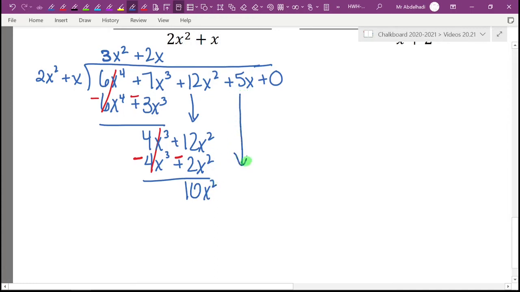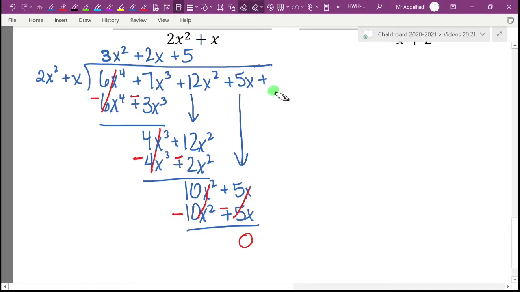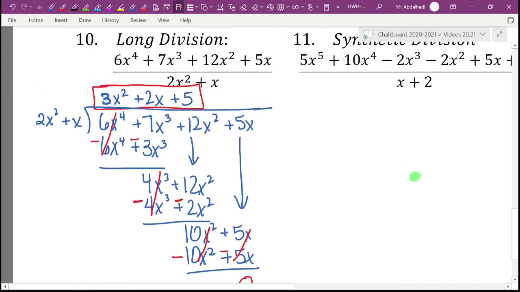Bring down the next term and start the process over. What would you multiply by 2x squared to get 10x squared? 5. Right? 5 times 2x squared is 10x squared. And 5 times x is 5x. And now subtract. This will cancel out, so will this. You get a 0, and that means you have a 0 remainder. You didn't actually need this, it turns out, the last one here. But you're done. Okay, and the answer is right here. Okay, that was number 10.